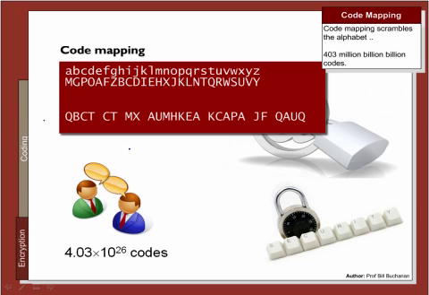A more advanced version is to scramble the alphabet up. In this case, the letters have been scrambled, so a Q in this case is a T, a B is an H, a C is an I, and a T looks like it's going to be an S. T is an S up here.